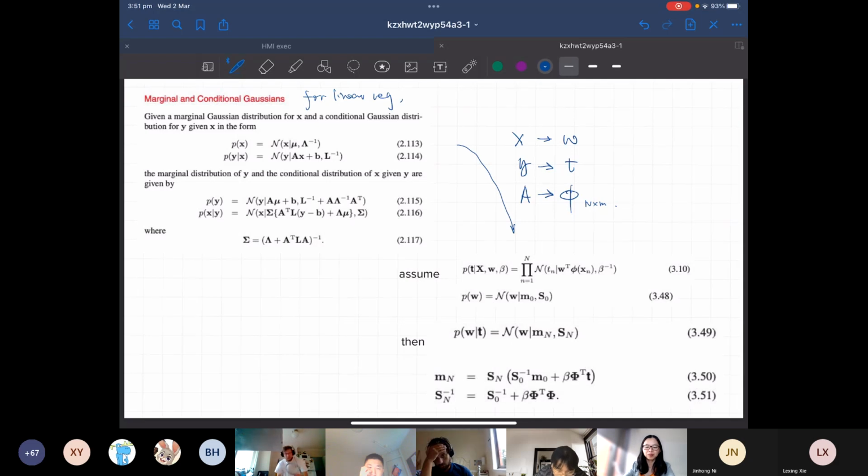Okay. What we are after is basically equation 2.116, which corresponds to the posterior of W, because 2.115 is the marginal distribution of T. We're quite clear about that. So we do the notation change here, and we could intuitively verify at least this term.